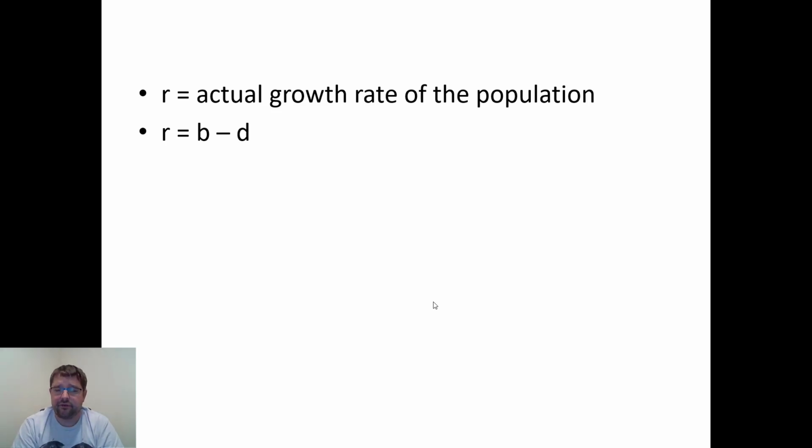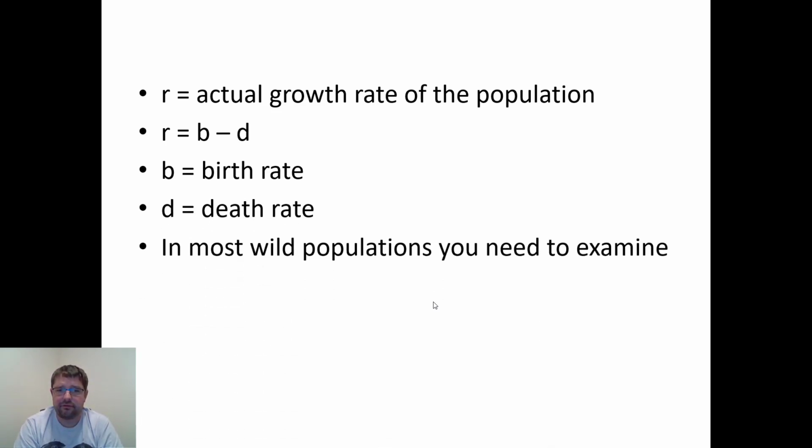Death rate is dependent on the cohort. So what age group you are looking at is going to have a different death rate. Same thing with birth rate. What age group you are looking at will have a different birth rate. Okay, so birth rate, death rate.